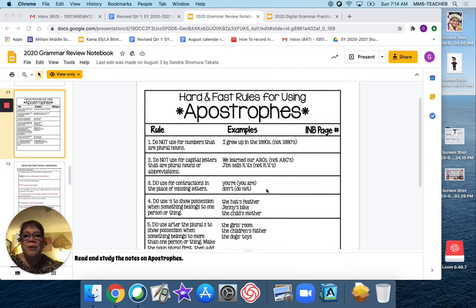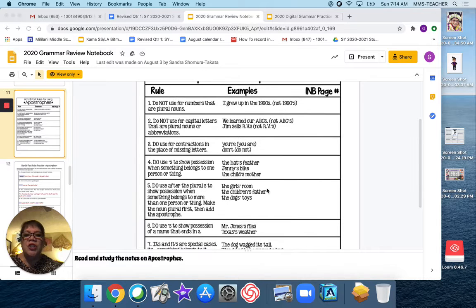Rule number 4, do use to show possession when something belongs to one person or thing. The example is the hat's feather. That's showing possession when something belongs to one person or thing. Who does the feather belong to? The hat. So the hat's feather. Or Jenny's bike. Who does the bike belong to? Jenny. The child's mother. Whose mother is that? The child's. So do use to show possession when something belongs to one person or thing.